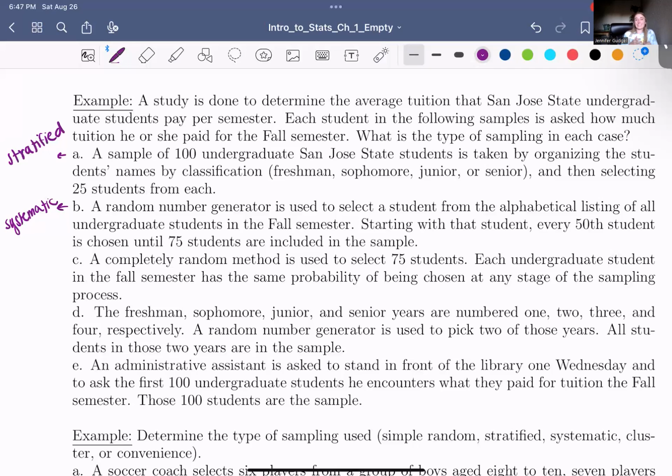Systematic sampling. Part C, we have a completely random method. It's used to select the 75 students. Each undergrad student in the fall semester has the same probability of being chosen at any stage in the sampling. Simple random sample. The way to think of these is it's completely randomized. It's like drawing names from a hat. That's going to be our simple random sample.